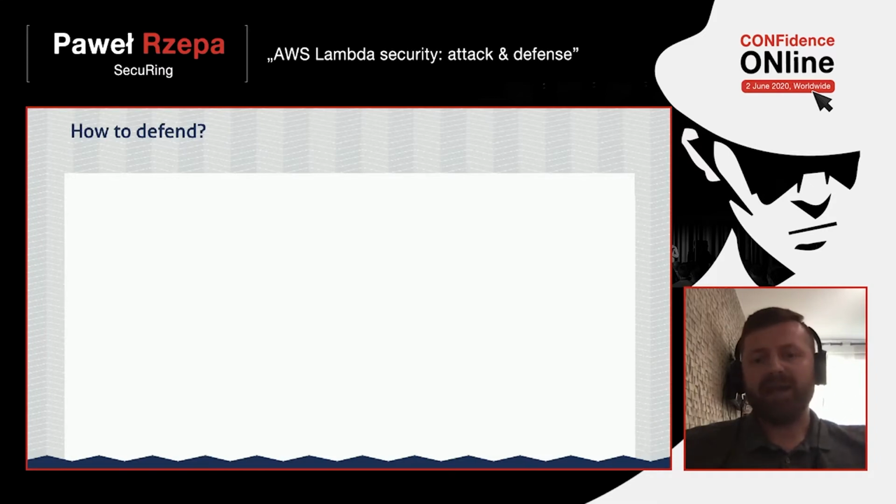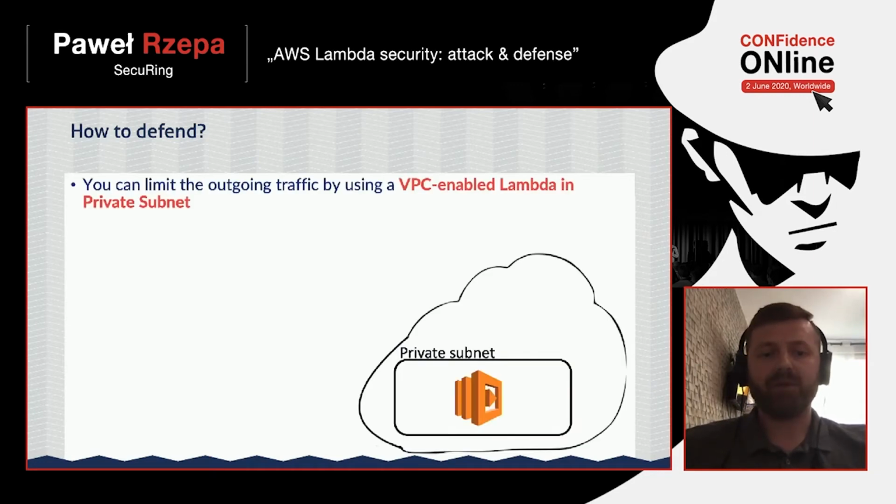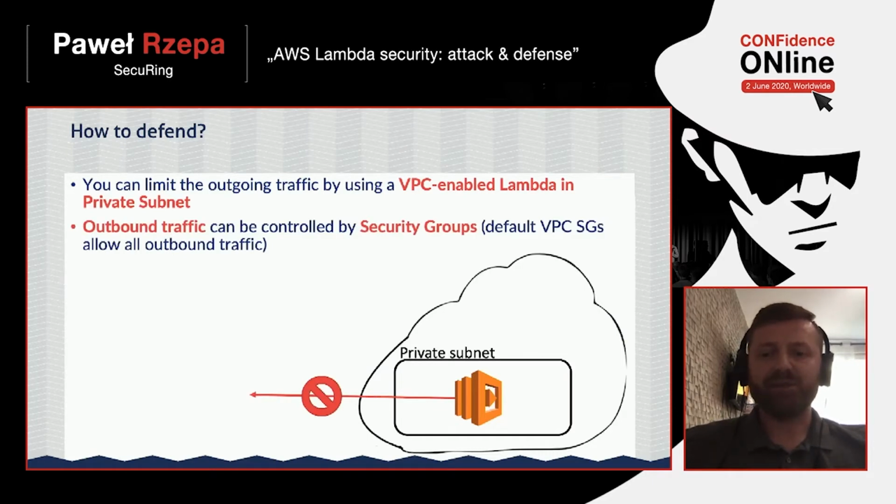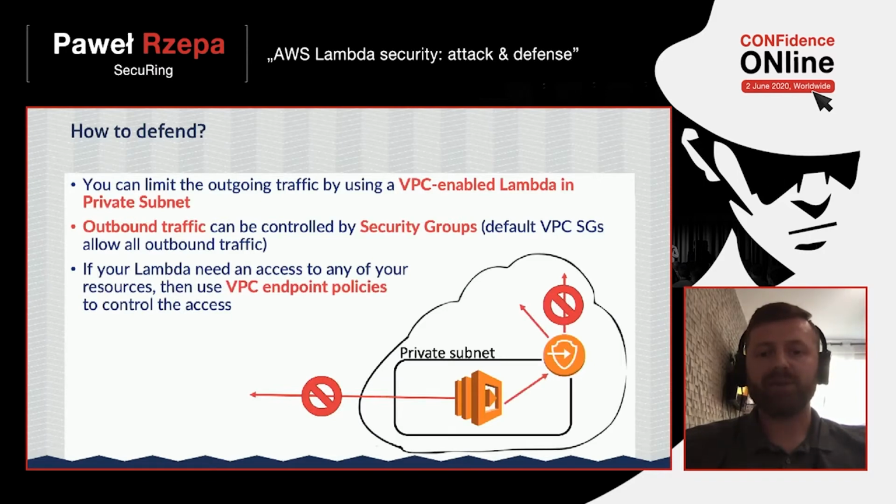Can we do anything to defend against such attacks? First of all, by default, Lambda is executed outside of your VPC, virtual private cloud. However, you can run VPC-enabled Lambda functions in a private subnet. Using the security groups, you can control any outbound traffic. And if you need access to any of your resources inside of your VPC, you can do it via the VPC endpoints to communicate with them.